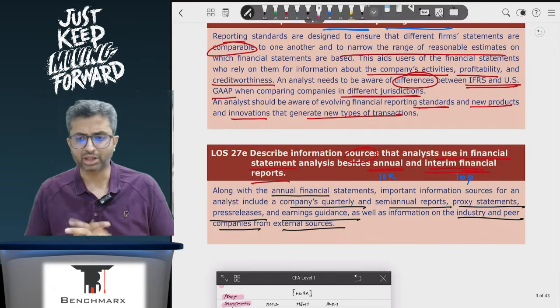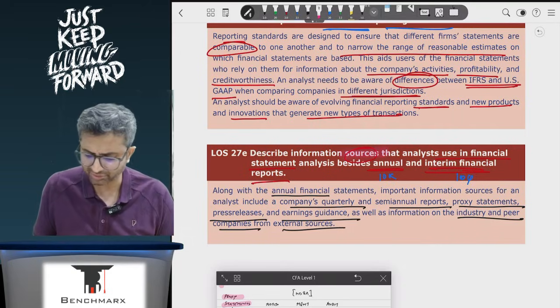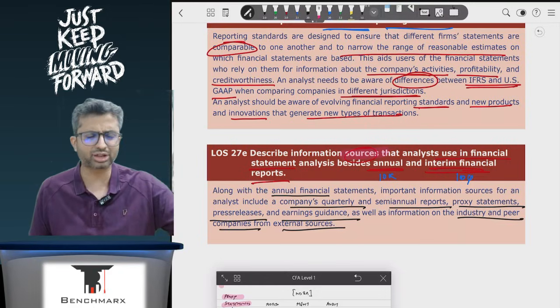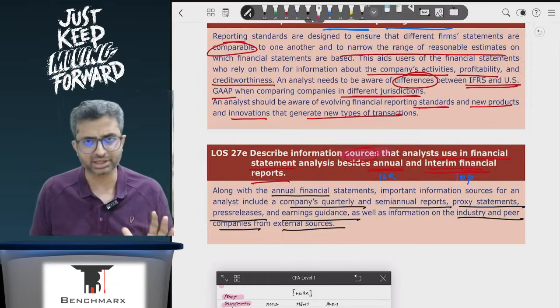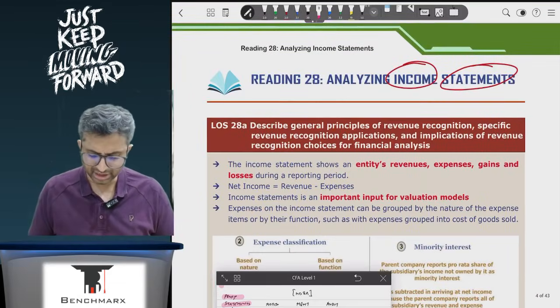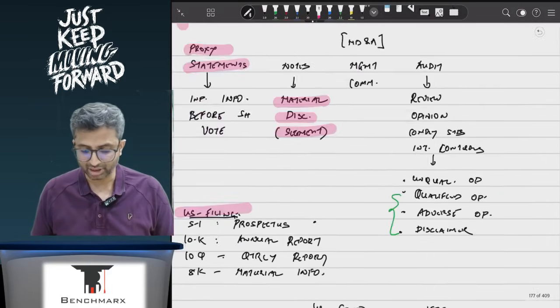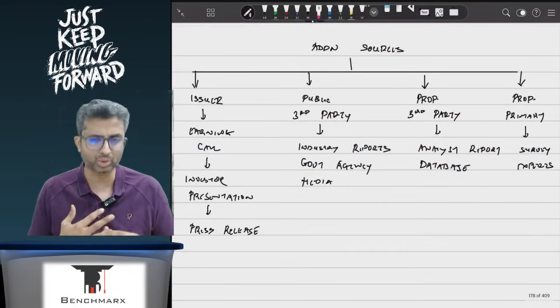Okay. Other than that, as we discussed, the sources from which an analyst gets information are the annual reports, like the 10K, or the interim reports like a 10Q, or, let us say, an 8K, etc., which can be used for the purpose of analysis. Okay, next you have something called the income statement. Again, this is a very basic thing. Now, before the income statement, there are also some additional sources.